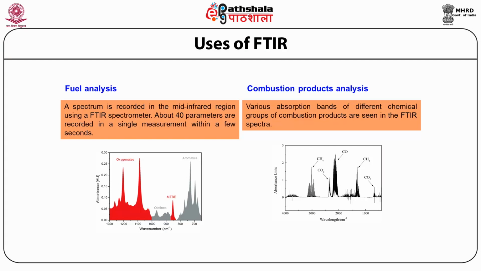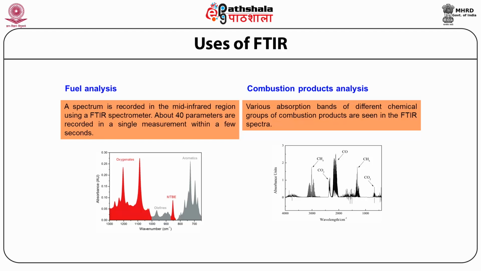Here we discuss another important use of FTIR in fuel analysis. You can see the spectrum is recorded in the mid IR region using an FTIR spectrometer. About 40 parameters are recorded in a single measurement within a few seconds, and you can see here the FTIR spectra of aromatics, MTBE, olefins and oxygenates are quite different, so you can analyze the fuel quality by using IR spectrometry.